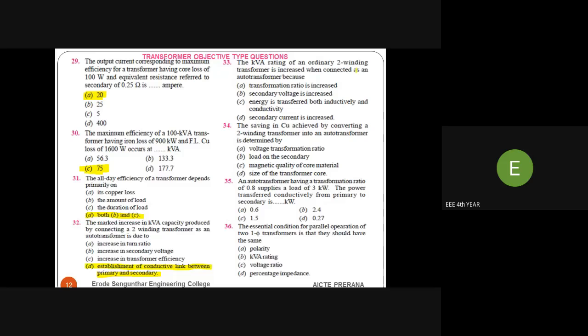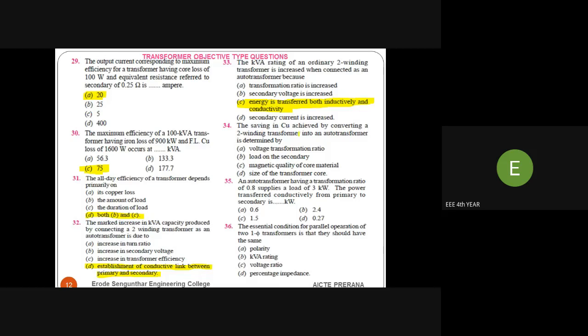The kVA rating of an ordinary two-winding transformer is increased when connected as an auto transformer because transformation ratio is increased, secondary winding voltage is increased, energy is transferred both inductively and conductively, or secondary current is increased. The energy is transferred both inductively and conductively. That is the correct answer.